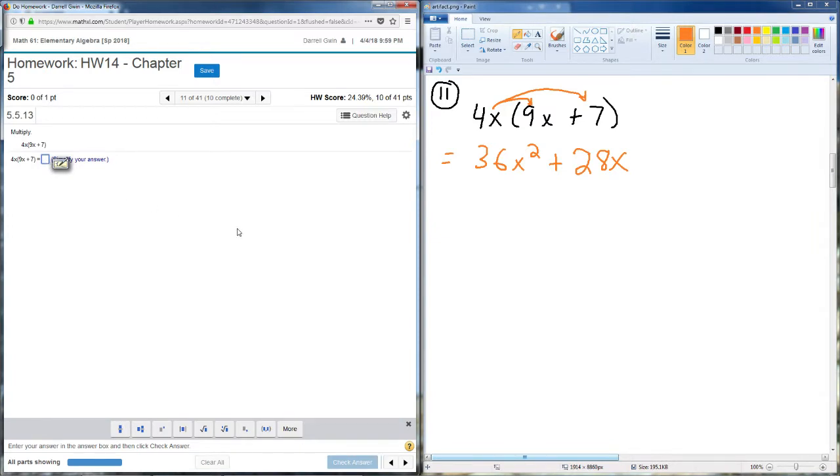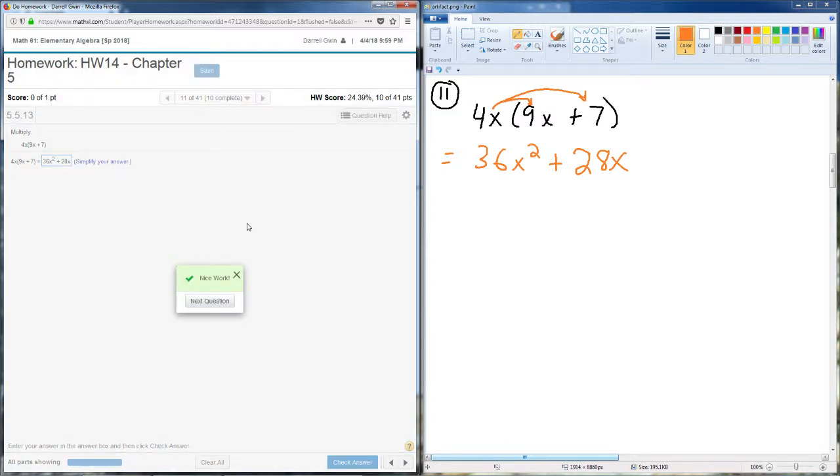So let's type in the answer, 36, x, shift 6, which is the up arrow, 2 for the square. I'm going to hit the right arrow to get out of the exponents. Hit the plus button, 28x, and then I'm going to hit the enter, and it says nice work. Moving on.